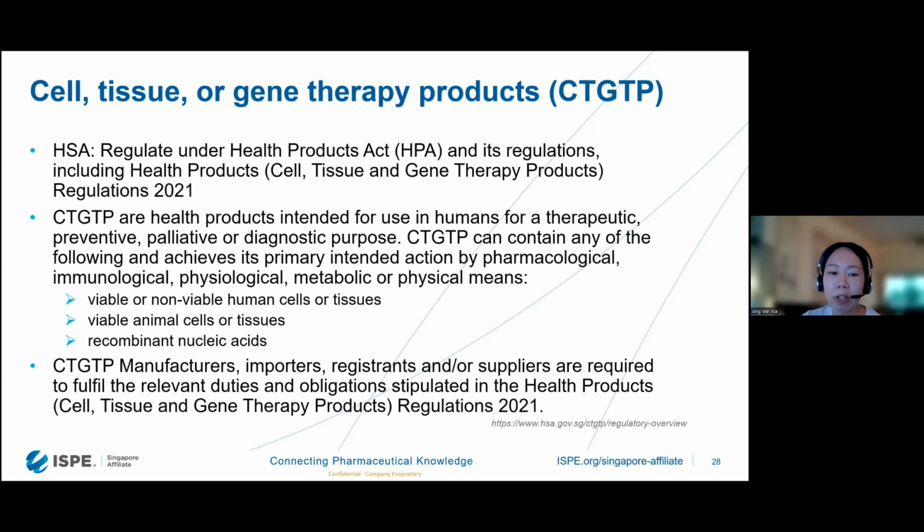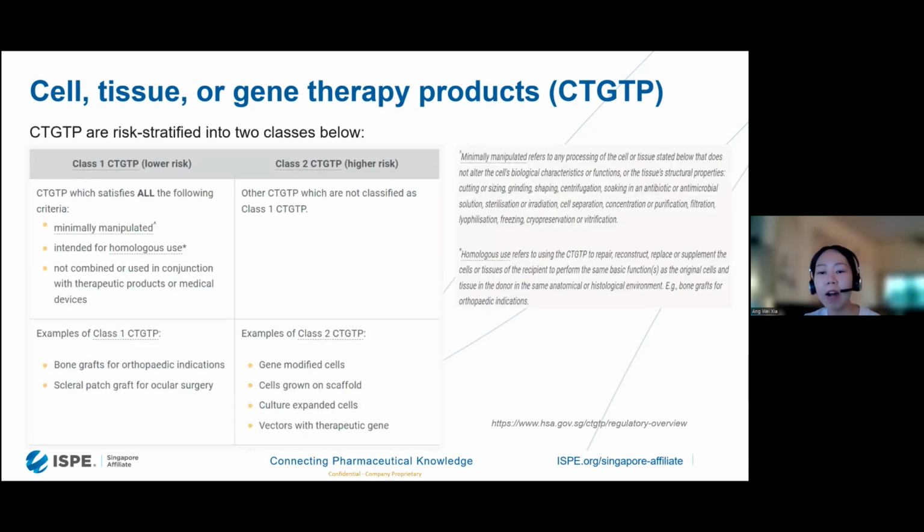CTGTP manufacturers, importers, registrants, and/or suppliers are required to fulfill the relevant duties and obligations stipulated in the Health Products (Cell, Tissue, and Gene Therapy Products) Regulations 2021. So in Singapore, CTGTP are risk stratified into two classes: Class 1 CTGTP and Class 2 CTGTP, depending on the risk of the product.